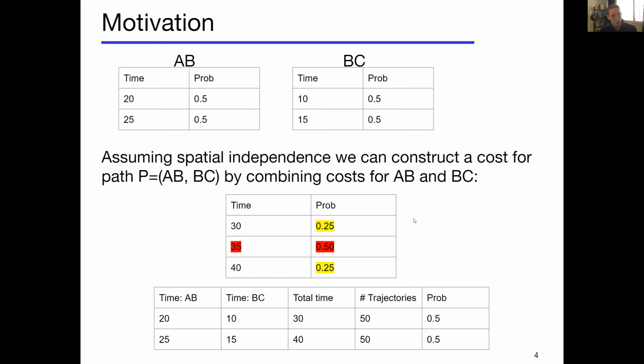The reason this happens is because we're using convolution, which assumes independence of the two input distributions, but in this case they weren't independent; they were dependent on each other, because we never observed this cross combination. We only observe that if the cost is 20 for AB, then it's always 10 for BC, and if the cost is 25 for AB, then it's always 15, right? And this is where we introduce a lot of inaccuracy in the cost of paths for road networks.